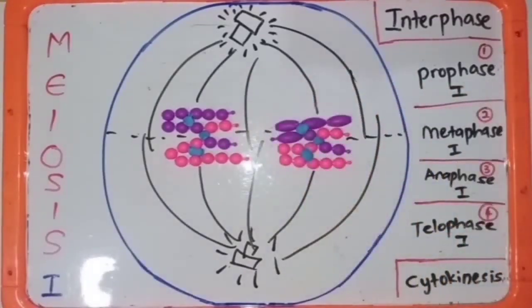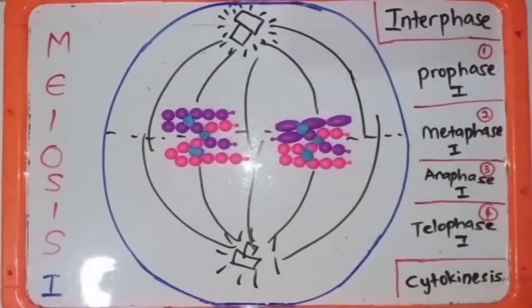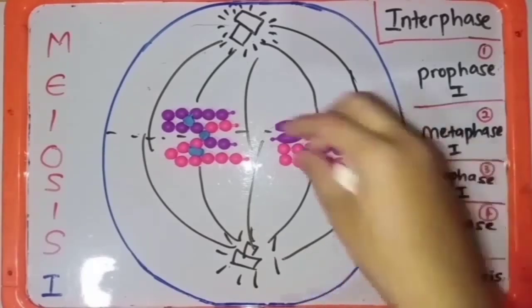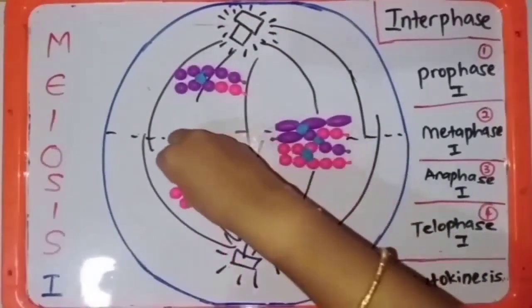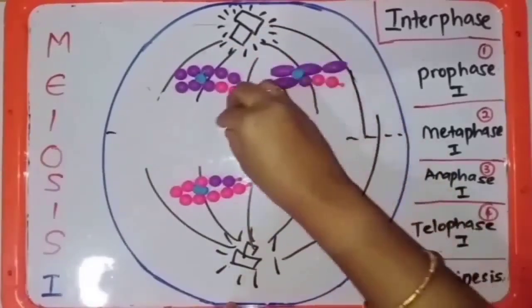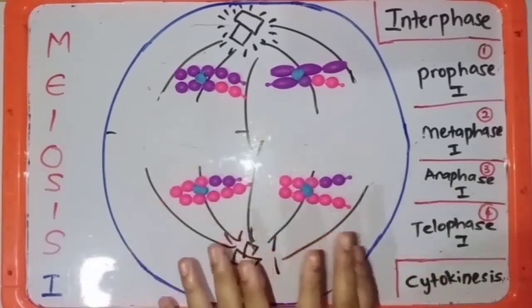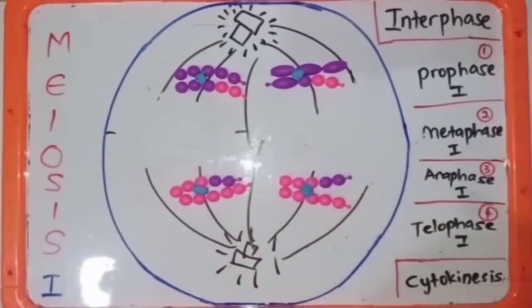This is the metaphase plate. After metaphase 1 is anaphase 1. Anaphase 1 is the third stage in meiosis 1. So during anaphase 1, the homologous chromosomes separate and move toward the opposite poles of the cell. This is anaphase 1. Homologous chromosomes separate and there are no chiasmata. So after the homologous chromosomes separate, the chromosomes move toward the opposite poles of the cell.